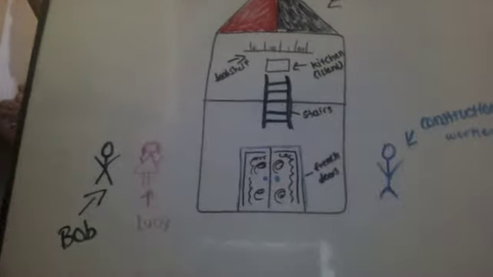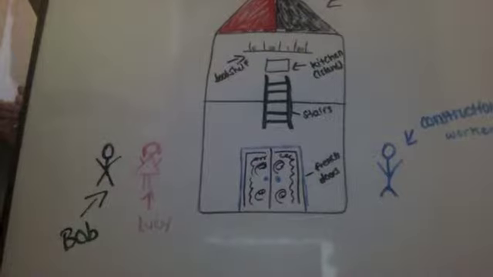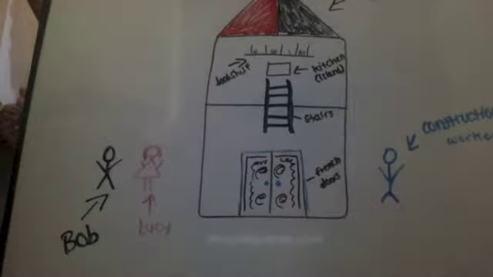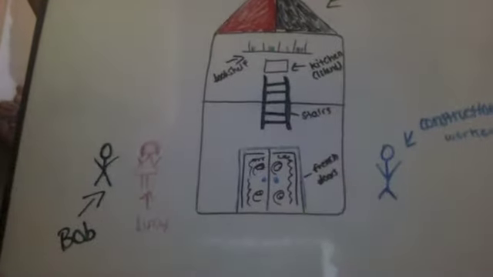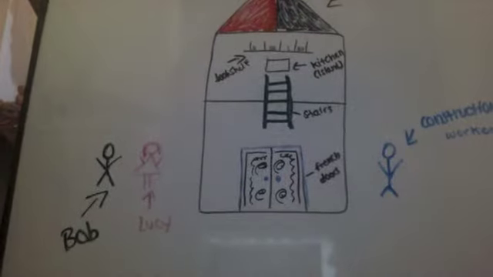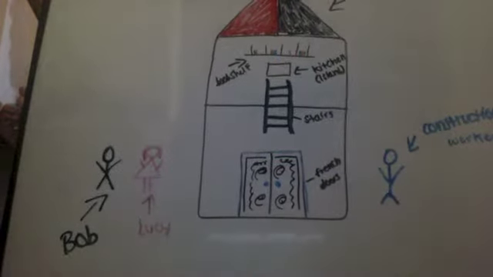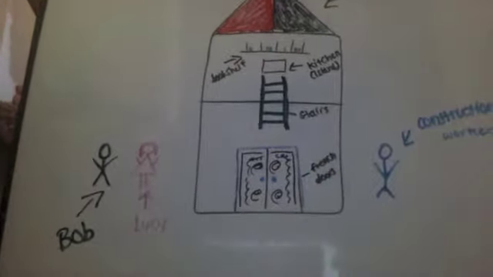Next, the construction worker made the altitude of the house 100 feet tall. As for the roof of the house, it was divided into two equal parts, creating a median of the triangle, since Bob and Lucy could not decide on a color.